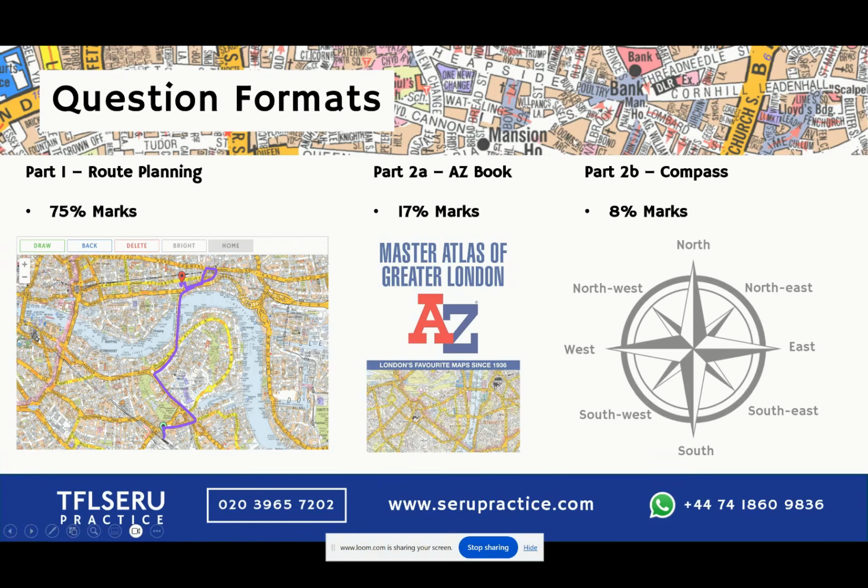The second part of the assessment are multiple choice questions, of which there are 2 types. The first are the A to Z book questions, and the second are the compass-based questions. We're going to take a closer look at part 2 first. Part 1 we're going to leave until the end because these questions are more complex. So let's first take a look at part 2.